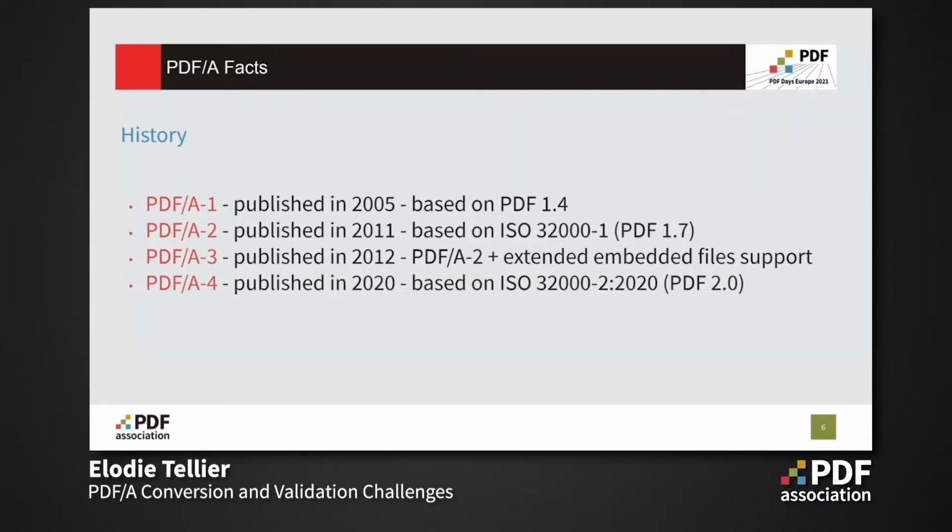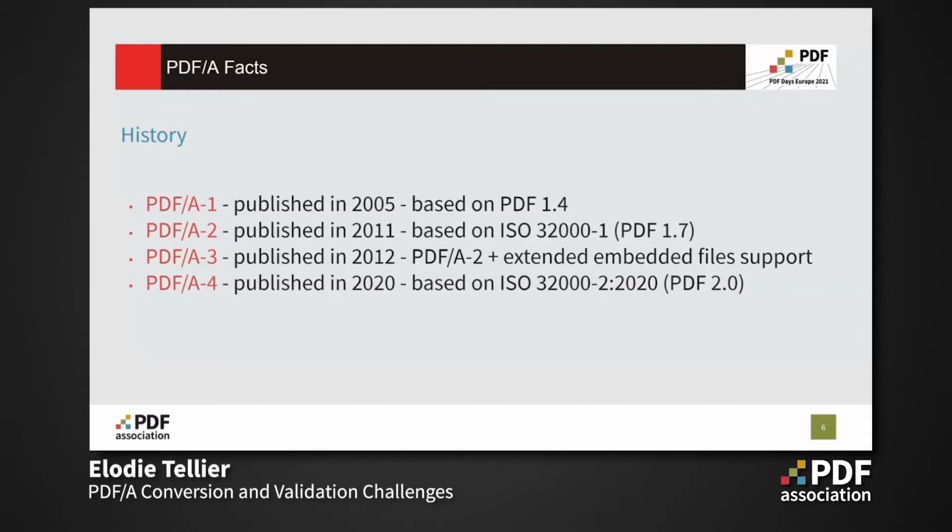We find 3 conformance levels in this version, A, B, and the new level U, with U for Unicode, that requires all text in the document to have Unicode mapping. So based on PDF 1.7, PDFA 2 includes all the new features of the PDF specification back then, such as transparency and optional content. An additional major feature is the option of embedding PDFA files to facilitate archiving sets of documents in a single file.